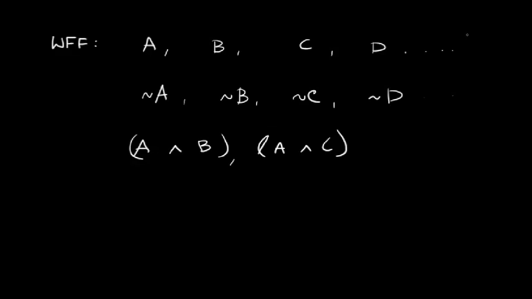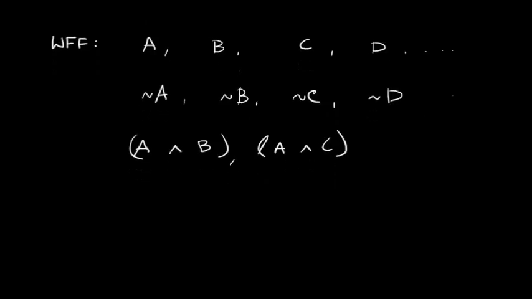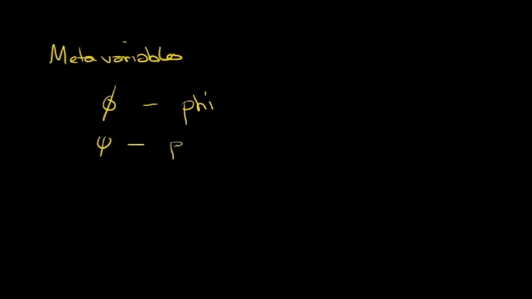Instead, what we're going to do is we're going to cheat. We're going to state our rules using what we call metavariables. And the metavariables that we'll use are the Greek letter phi and the Greek letter psi. Now, phi and psi are not a part of PL. That's a really important thing to remember.